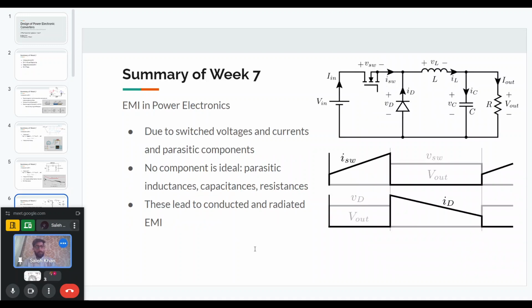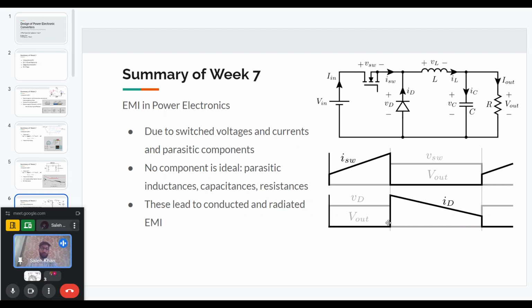Now, how is EMI produced in power electronics? The main feature of power electronics as compared to others is, first of all, we have high voltages and currents, and secondly, we use switching devices. So that is why these voltages and currents have a switching nature. That means at certain points they have zero voltage and zero current, and then suddenly, in a very short duration of time, we go to very high current and voltage values. And basically these switching voltages and switching currents are the source of EMI.